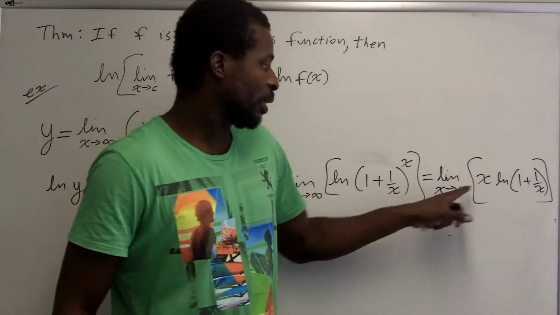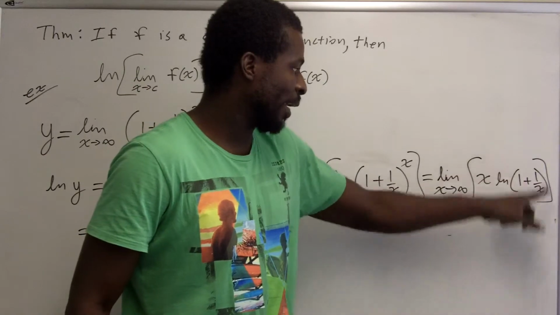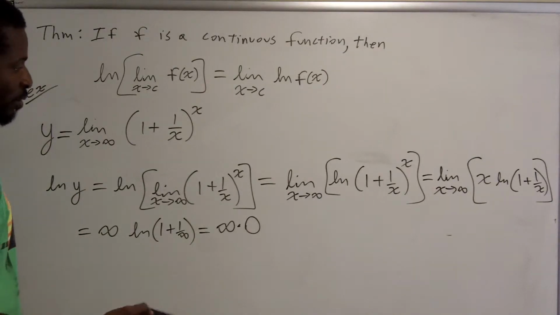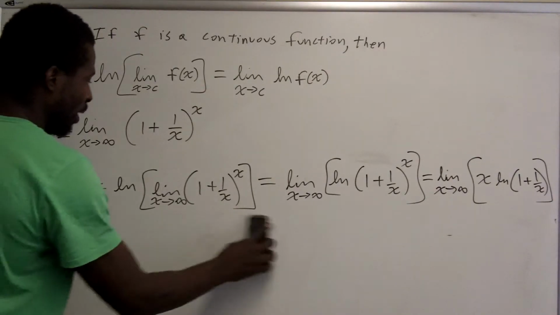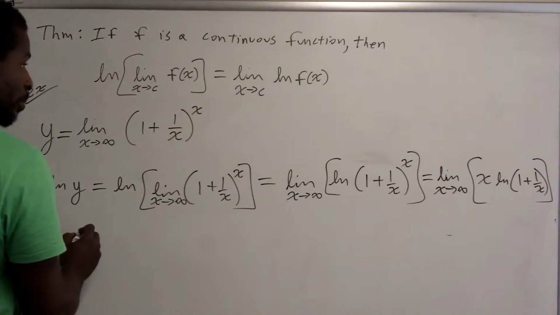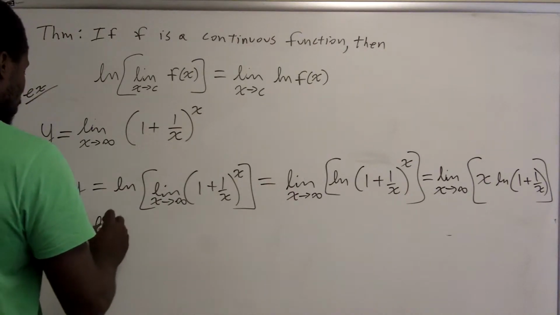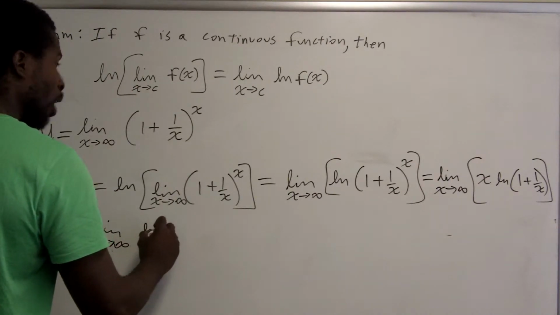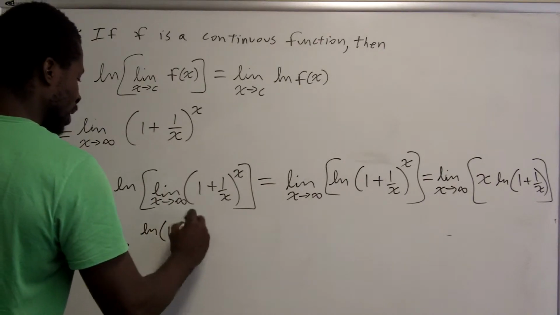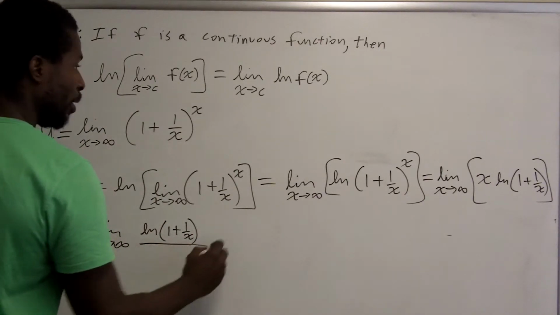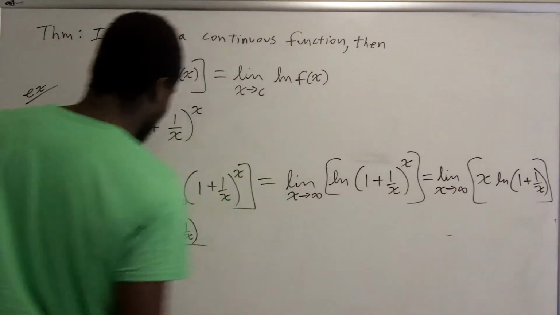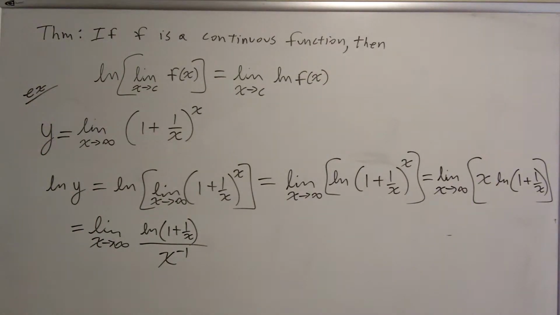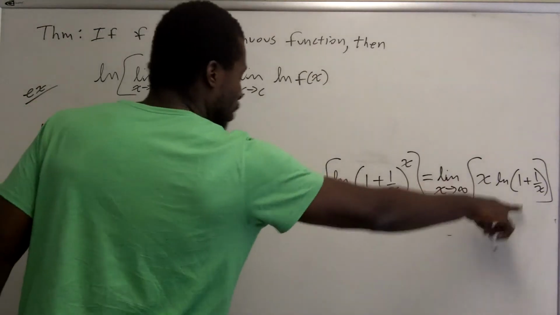I know that when I plug infinity into this factor, I get 0. So I'm going to see if I can make that into something that is going to have 0 on the other part of the quotient. So let's rewrite that limit. This is equal to the limit as x approaches infinity, and I'm going to rewrite it leaving the natural log of 1 plus 1 over x as the numerator. And the denominator, well, I'm going to bring this down to the denominator by making it x to the negative 1 power. So I just bring x to the denominator of the fraction.